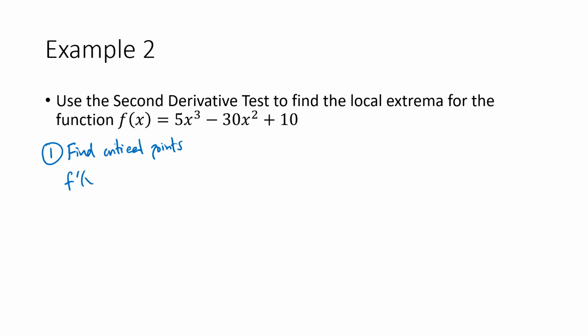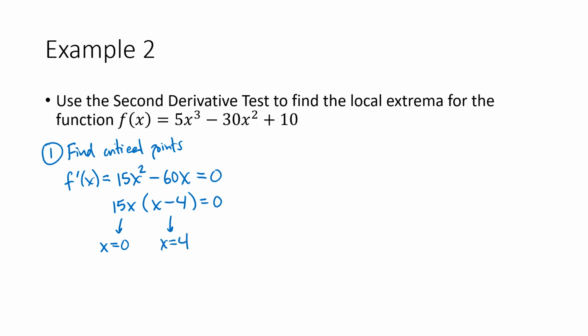So f prime of x is going to be 15x squared minus 60x. Derivative of 10 is 0. This is never undefined, so we'll set it equal to 0 and solve. I can factor out a 15x. That's going to be 15x times (x minus 4). And that's going to give me 2 solutions, x equals 0 and x equals 4.